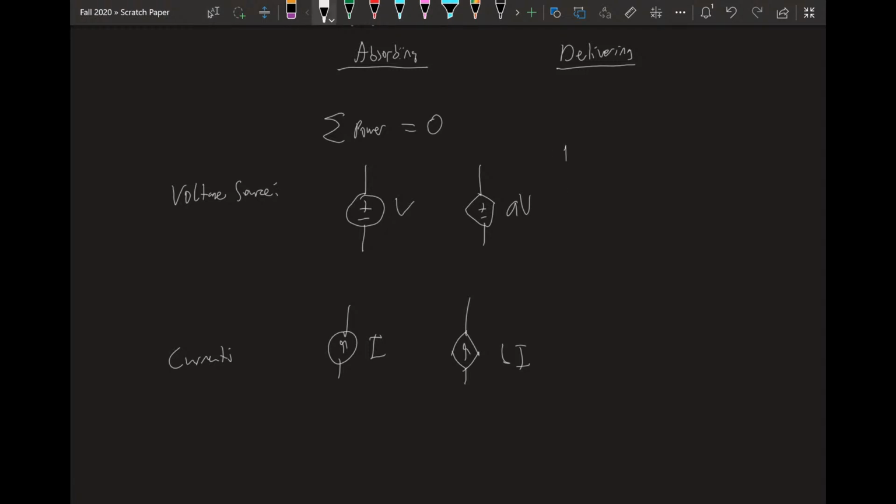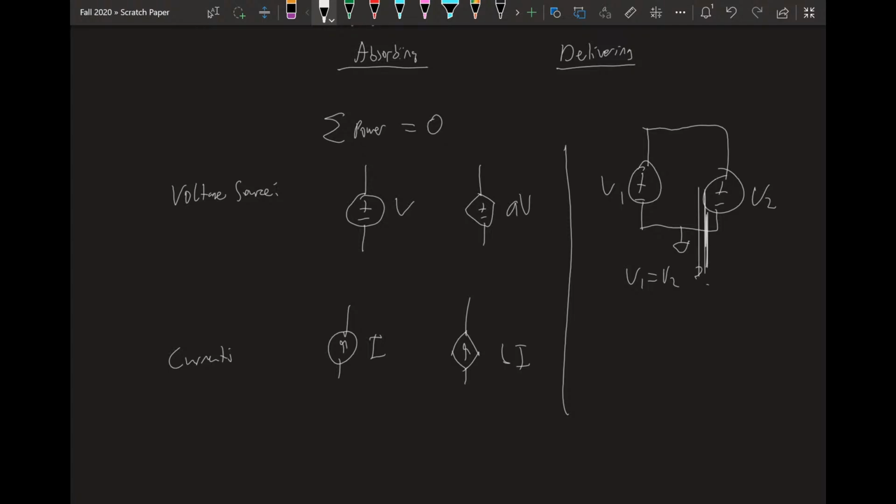So this leads to something interesting. Let's see. I'll start some question and answer and see how that goes through this online format. If I have a voltage source, say V1, and another voltage source, V2, ground. If V1 equals V2, is this okay? Oh my lord. Can we do this? Yes or no?